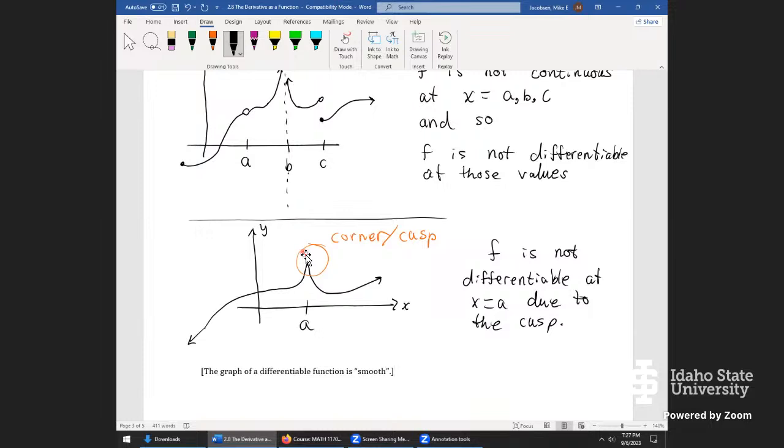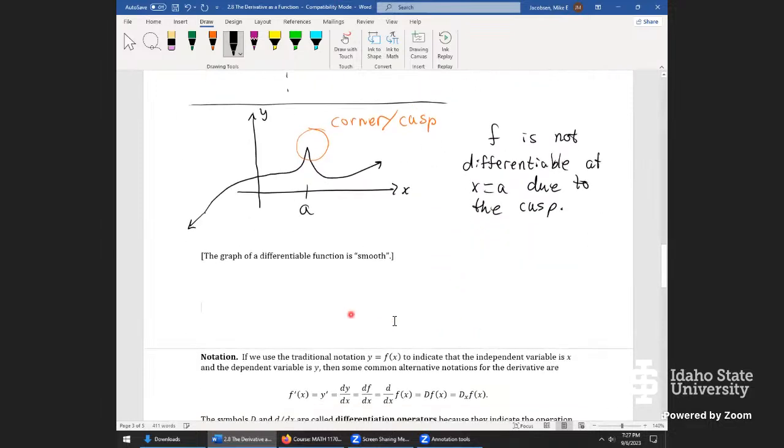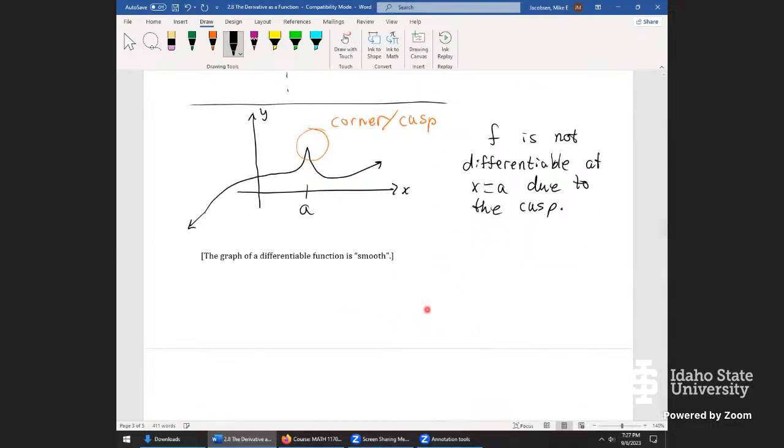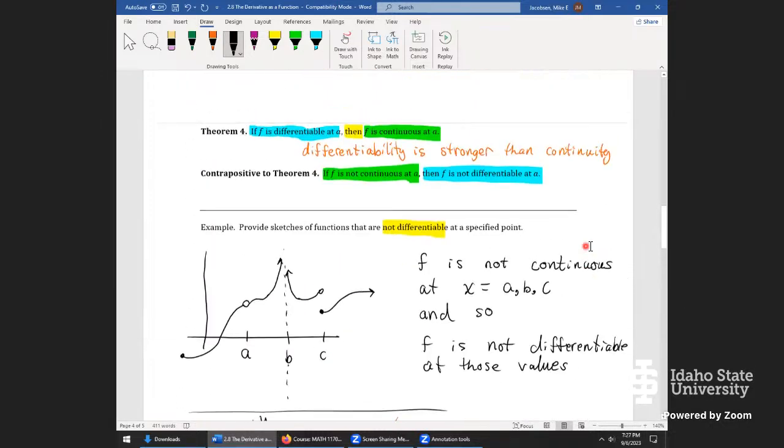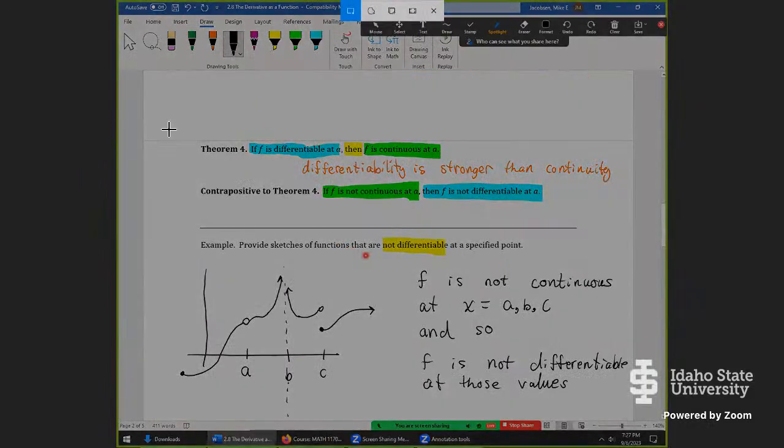For my third way of breaking continuity, or excuse me, breaking differentiability, I'm going to put down a curve that is continuous. And it's going to go like this. But first, let me take these down again.